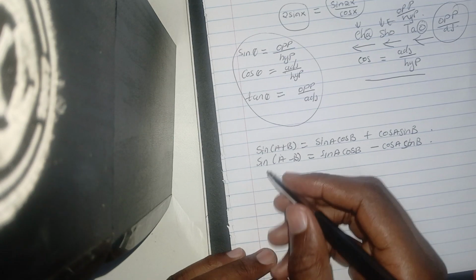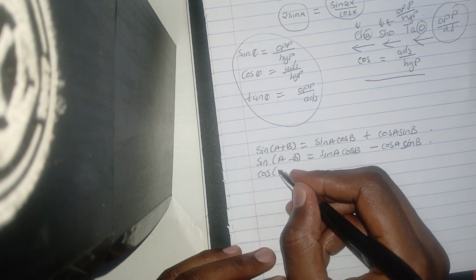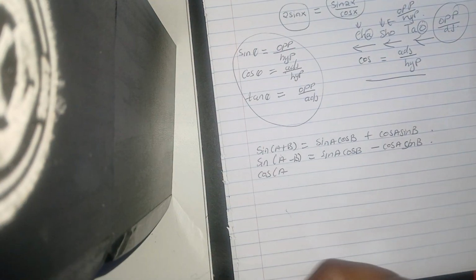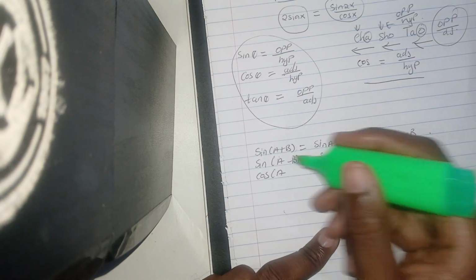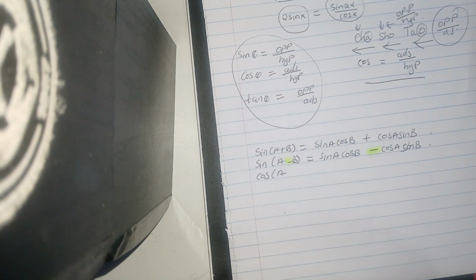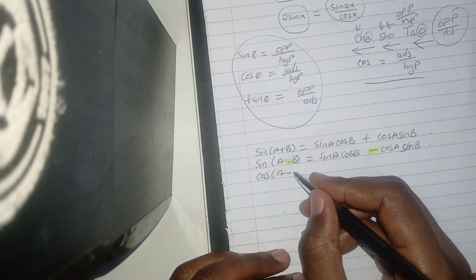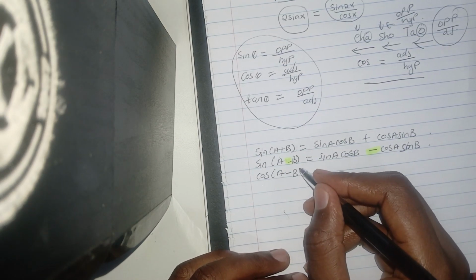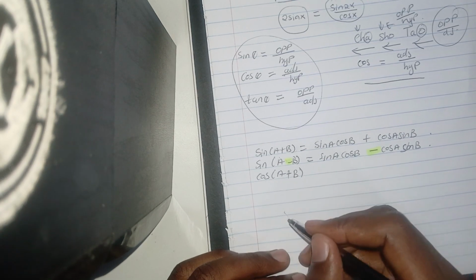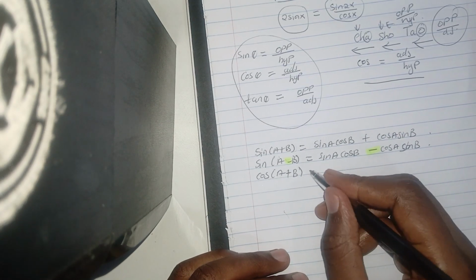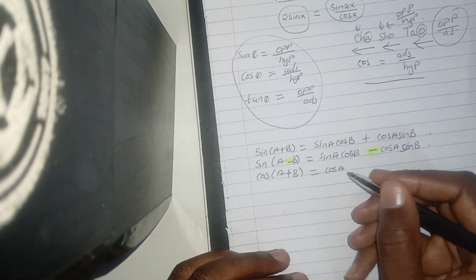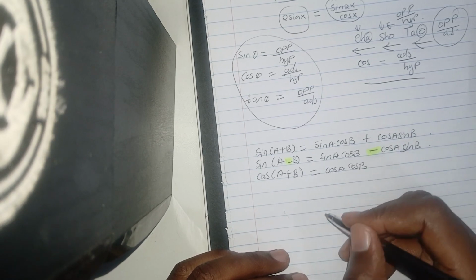Very simple. For cos, you see here the only difference is the sign. Now cos A minus B, or let's start with cos A plus B, is equal to cos A cos B.